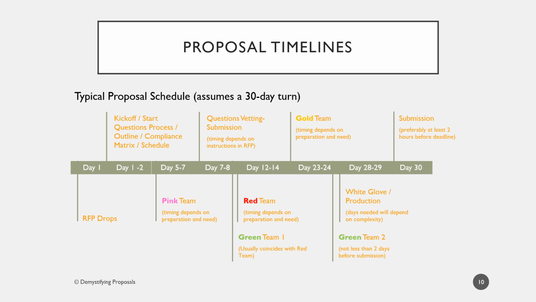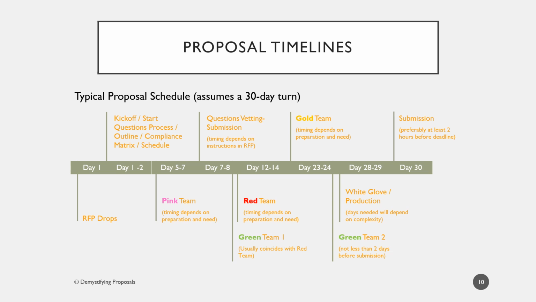We're not going to go into lots of detail about the proposal schedule. Again, we have a training that's all about proposal schedules and the way you manage them. But this is a typical proposal schedule that assumes a 30-day turn. Your first day is the day the RFP drops. Your last day, day 30, is when the proposal needs to be submitted.